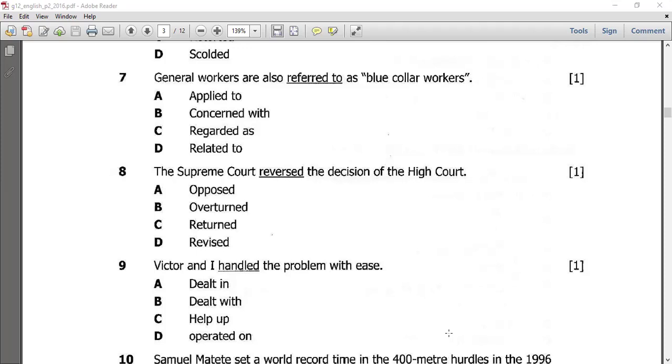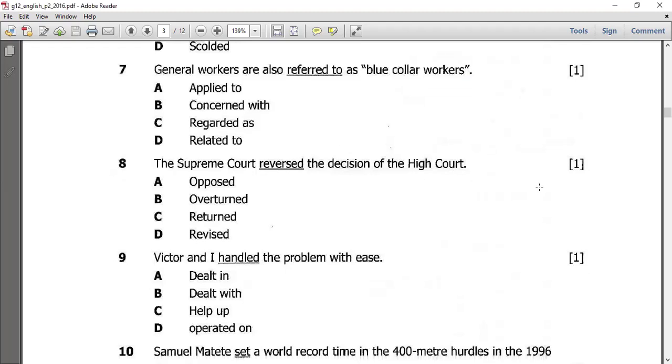So the next question we are dealing with is question number 7. General workers are referred to as blue-collar workers. What does that mean? It means they are regarded. To refer is to regard. Regarded as, referred to. That is the word we may replace. That is how vocabulary is: you replace with a word that will maintain the meaning of the sentence.